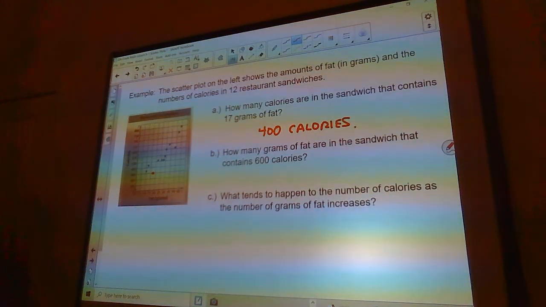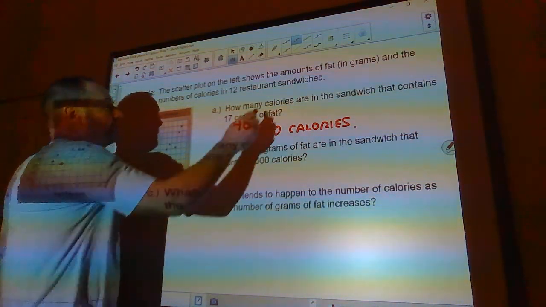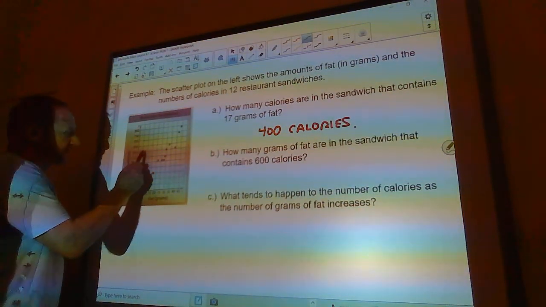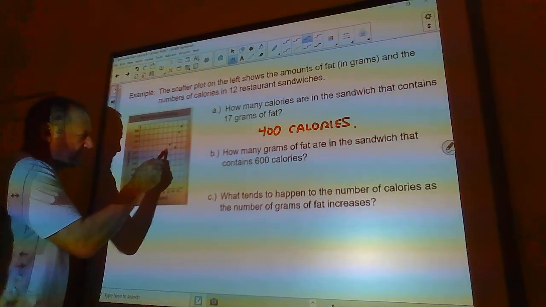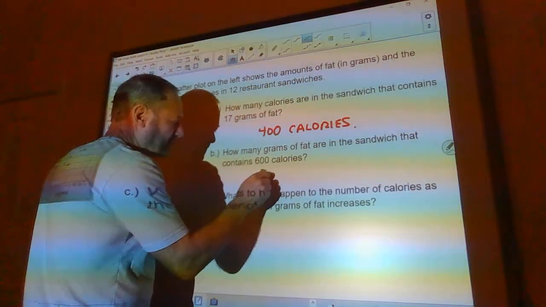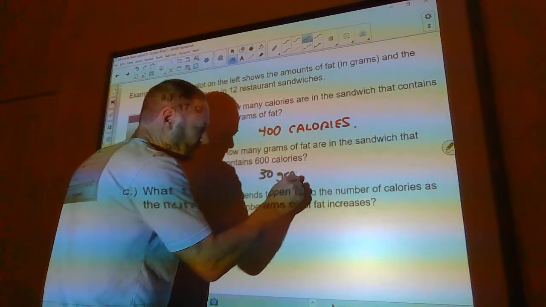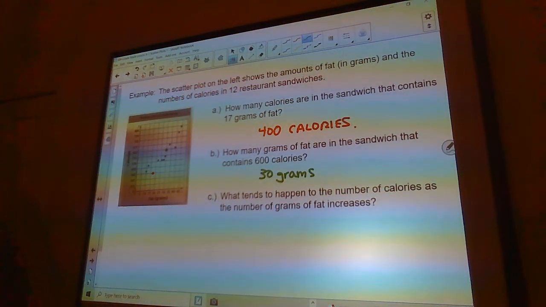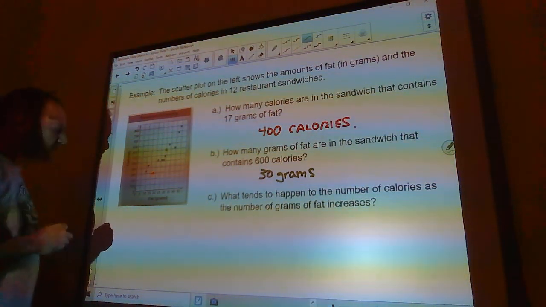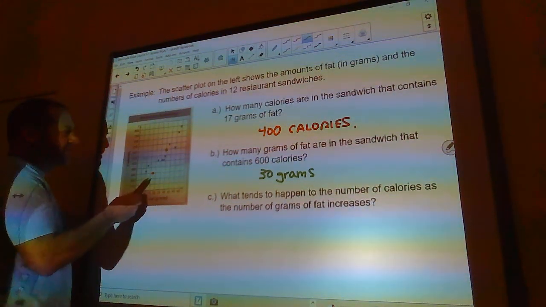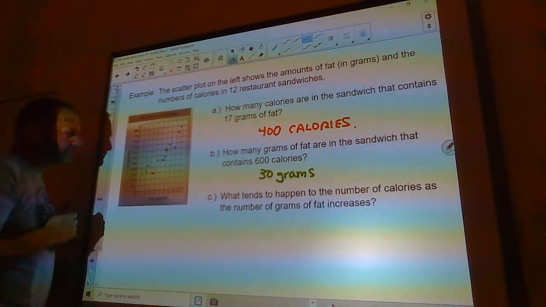How many grams of fat are in a sandwich that contains 600 calories? So I go up here to 600 calories, and I go across to this data point right here, and then I would go down here, and that would be 30 grams. Okay. What tends to happen to the number of calories as the number of grams of fat increases? So as my fat increases, it looks like my calories also increase as well.